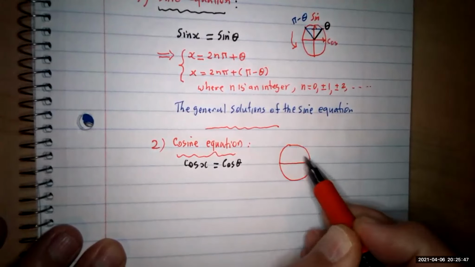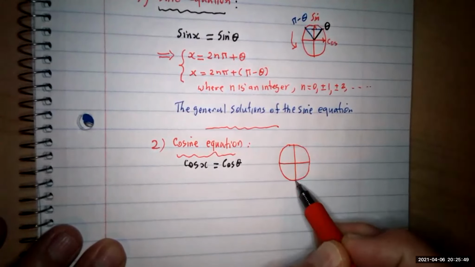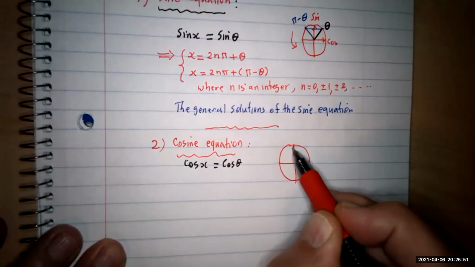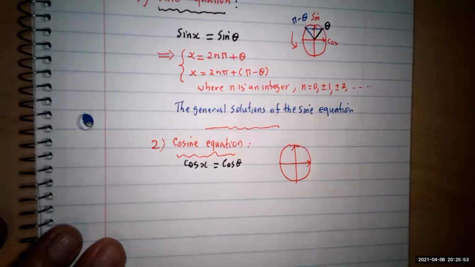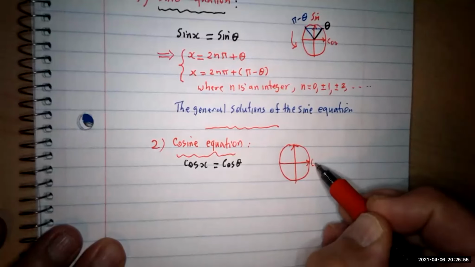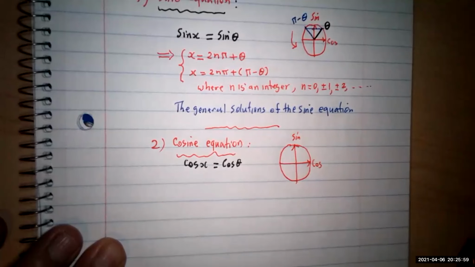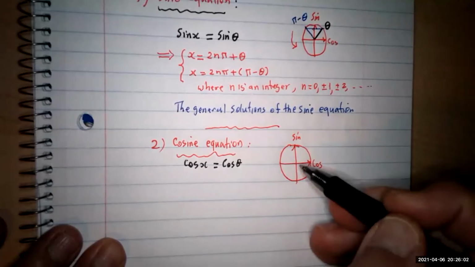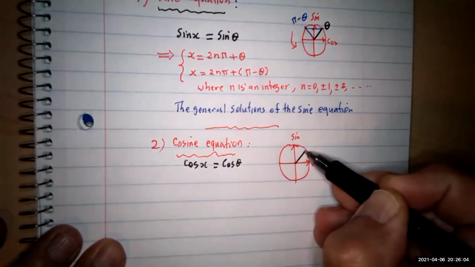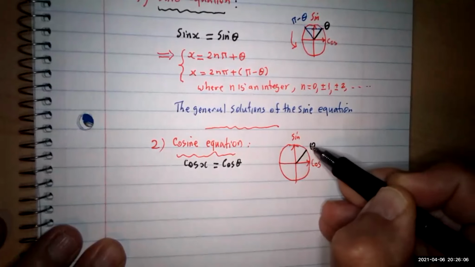Let's see how we're going to get the solutions. See what's going to be the possibility for the cosine. You see the cosine is here, and this is going to be the sine. So one of the solutions is theta. So this is theta. You see, this is going to be one of your solutions.